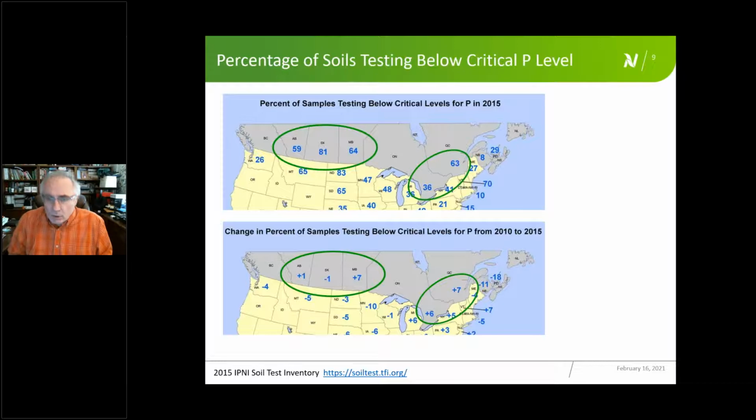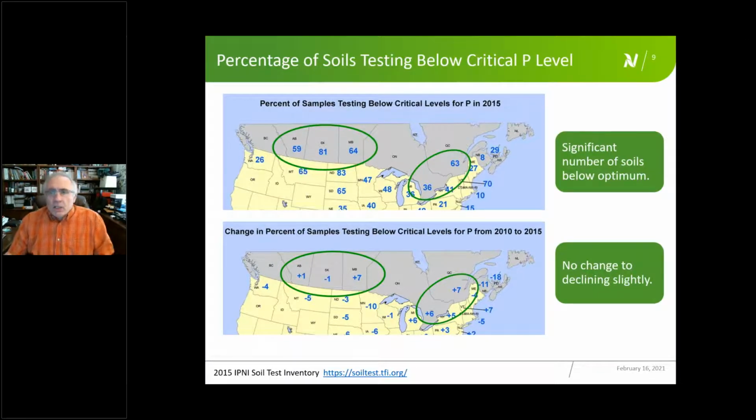Now, keep in mind that these are based on a large number of samples. They're provincial totals, as it were, and not intended to be a reflection of any given farm or any given sample, but it gives us some important information, some things that maybe we should watch out for in our own operations. So again, a significant number of samples below the optimum in phosphorus, and really mostly maintaining those levels to declining slightly.